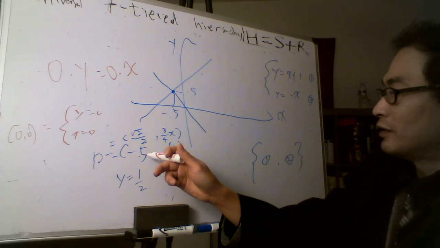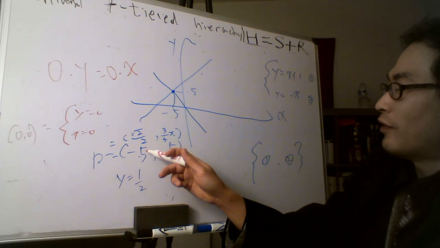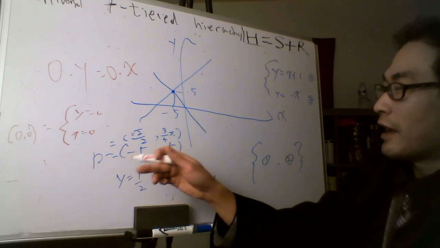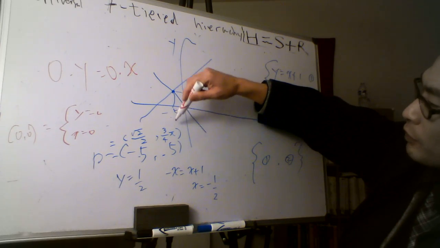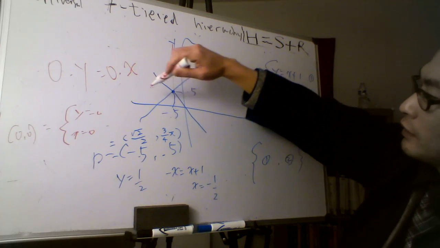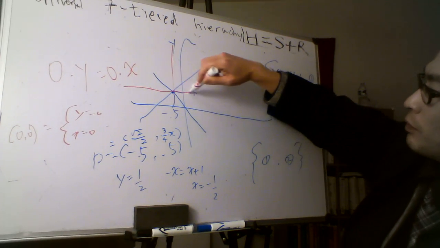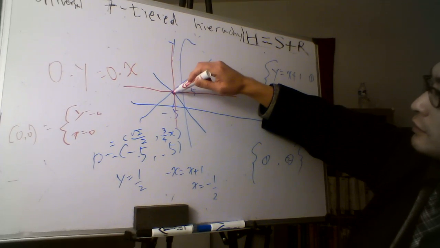Yes, this point. Point P is equal to (-0.5, 0.5), which means x is equal to minus 0.5, like this, and y is equal to plus 0.5. The intersection is this.